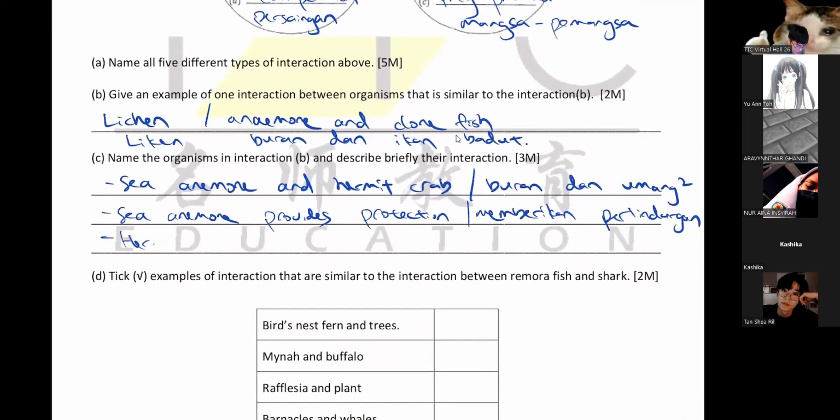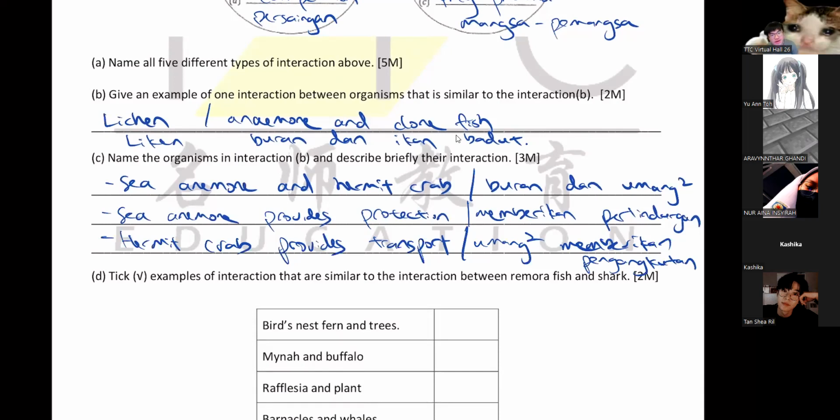And then your hermit crab provides transport. A free grab to carry this sea anemone around. Okay, so umang memberikan pengangkutan. Okay, gives it transport so they can move around. Okay, 3 marks. This is how you get 3 marks by giving 3 points. Really easy. Of course you have many other examples lah. You have many more examples, but this is just the one they will usually ask.